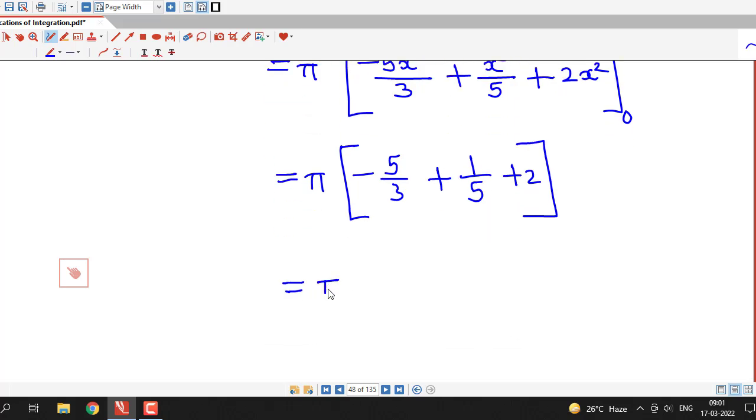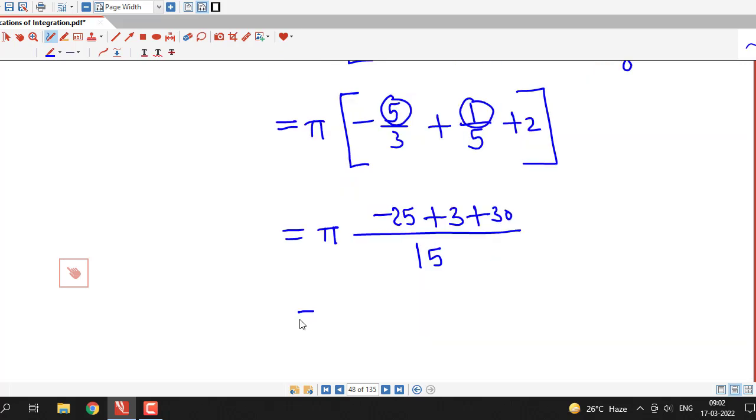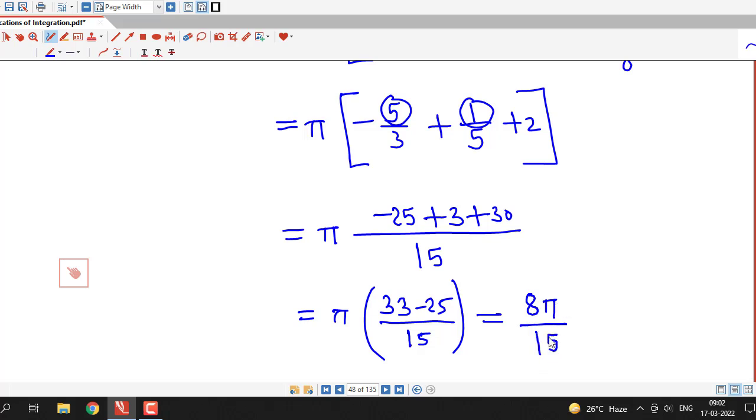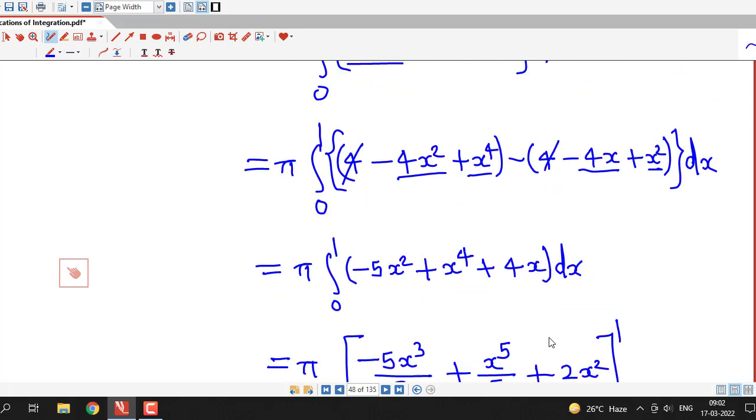Now we take 15 LCM. So here I have to multiply this by 5, so we have minus 25, here 3 I have to multiply, and plus 15 into 2, that is 30. So I have 33 minus 25 divided by 15. 33 minus 25 is 8, so my answer is 8 pi divided by 15.